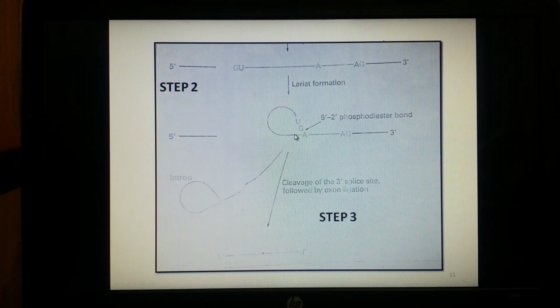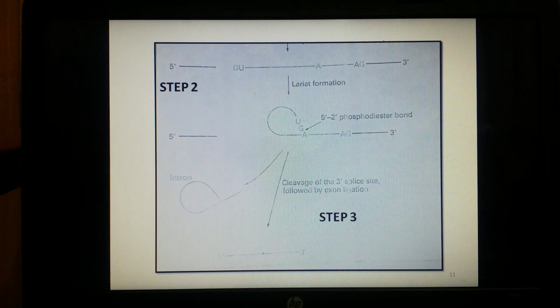This one folds around and forms a lariat structure. The lariat structure is basically formed when the 5' G of the intron is joined in a 2'-5' phosphodiester bond to an adenosine near the 3' end of the intron. So you can see here that this phosphodiester bond is formed between the G and the A, and this A, which I have told you, is near the 3' end. So this is basically the lariat structure.